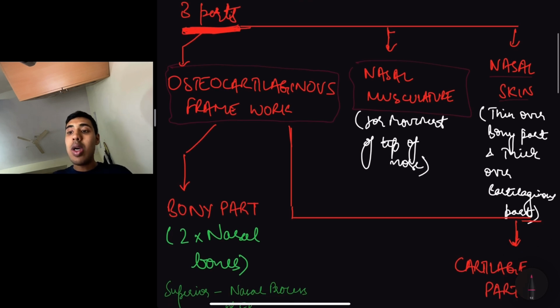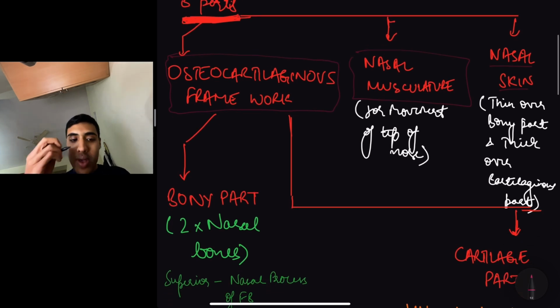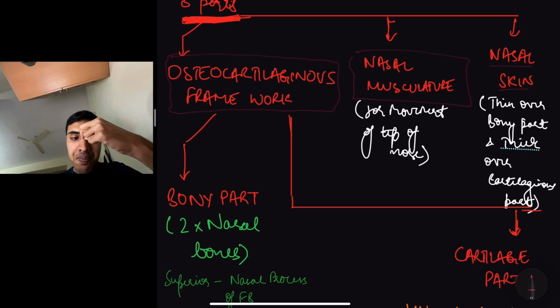Now, the nasal skin over the bony part of your nose, that is the upper part of your nose, is thin and loosely attached. You can try pulling it. Whereas over the cartilaginous part of your nose, it is thick and firmly attached.